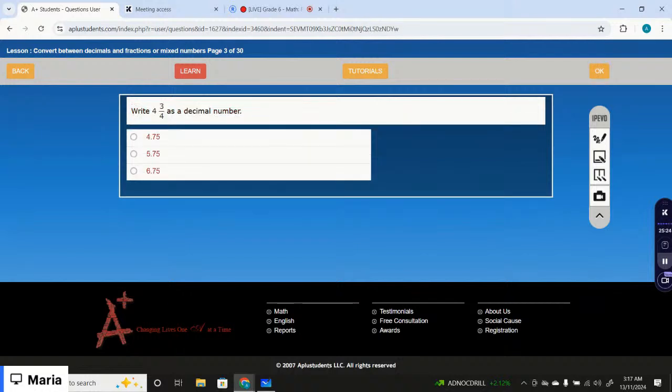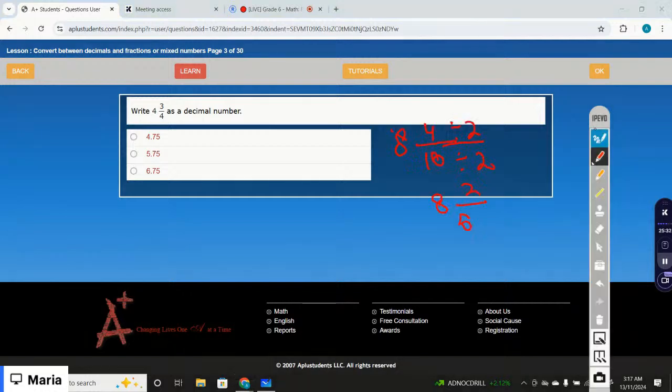Write 4 whole 3 by 4 as a decimal number. You need to write it as a decimal number. You need to make the denominator equal to 100, right? So that is 4 whole 3 over 4. Make this denominator equal to 100. 4 times what number is 100? 4 times 25 is 100, right?